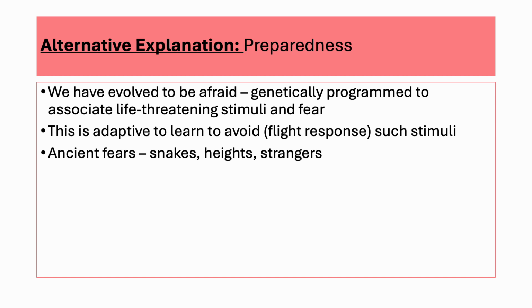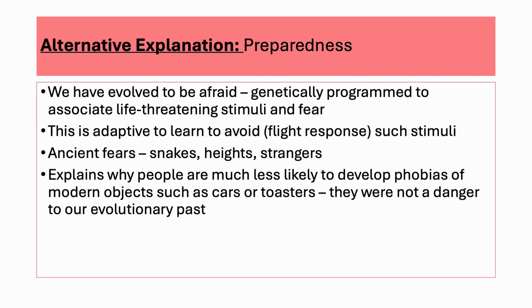They are all a result of preparedness, which can explain why people are much less likely to develop a phobia of modern objects such as cars or toasters, because they were not a danger to our evolutionary past. So that is a really effective evaluation point to use, and you can, as I say, use your knowledge from the fight or flight response and from evolution and that sort of thing, from the biological approach, to really further that argument.